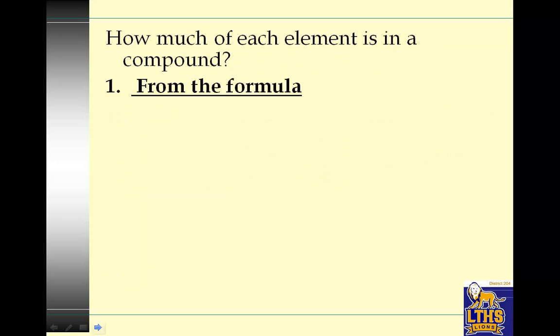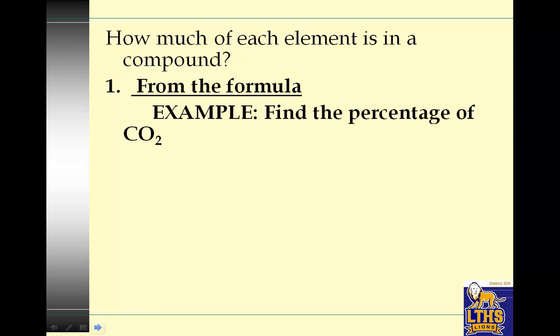So let's take a look at a couple. How much of each element is in a compound? So from the formula, the percent composition of CO2. So carbon, go to the periodic table, 12.01 grams. Oxygen is 16 times 2, so 32.00. So the percentage of carbon would be 12.01 divided by 44.01, and that would be 27.29%.